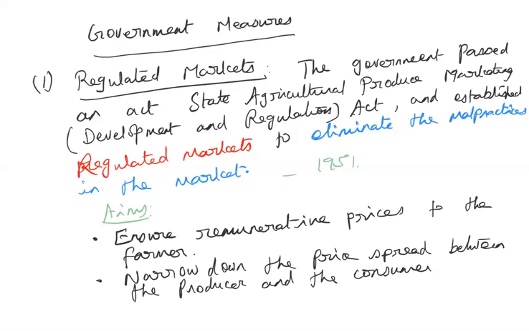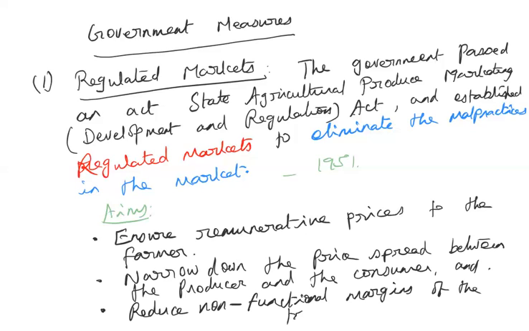That narrows down the price between the producer and the consumer, and even if there are middlemen involved, it reduces the non-functional margins of the traders and commission agents.